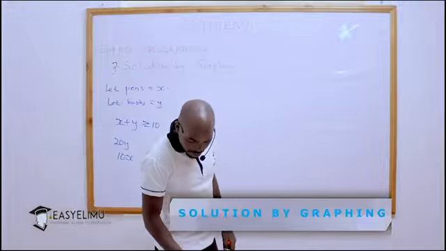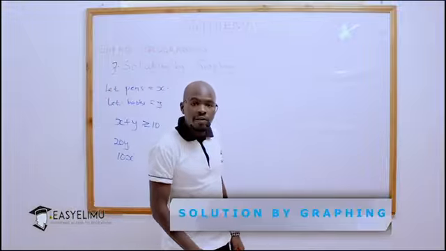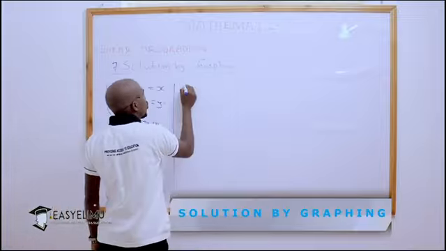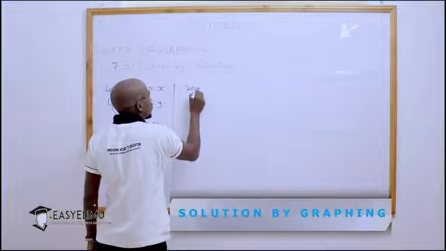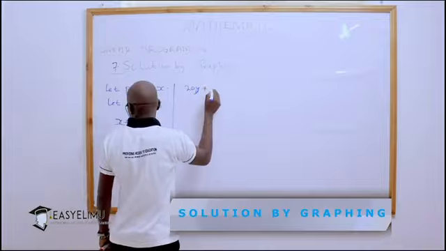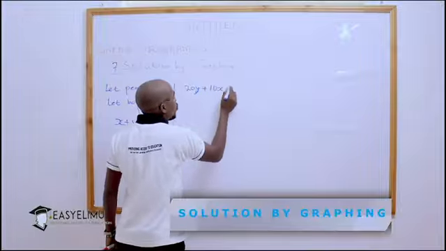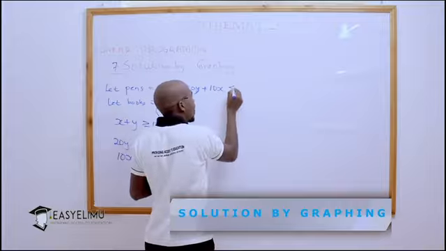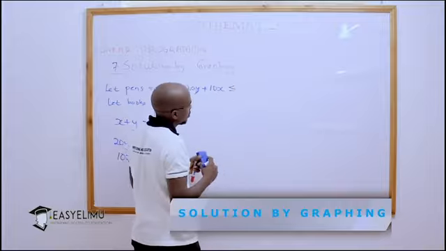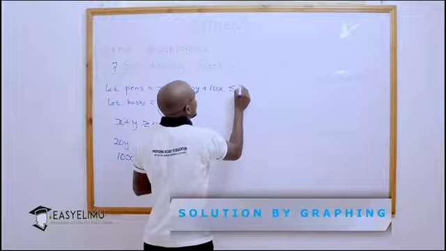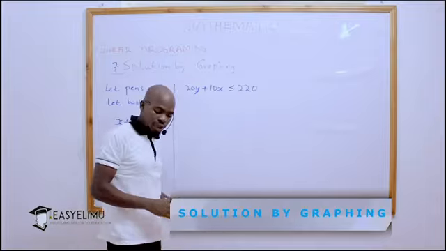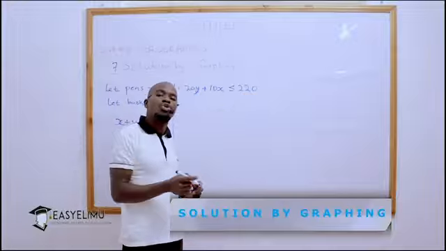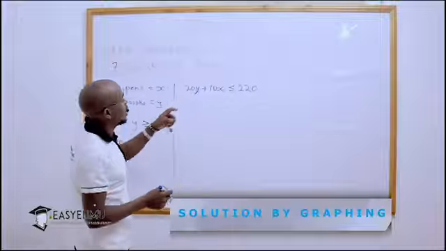So we have been told the student is having only 220 shillings to spend. So meaning what? If we take the total amount spent on books and add to the total amount spent on pens, we should get either the total amount the student is having, which we have been told is 220 shillings, or less than 220. So that is the inequality.